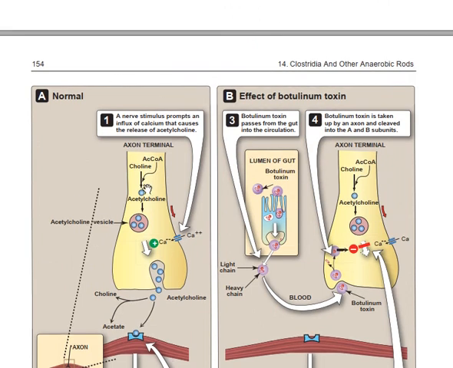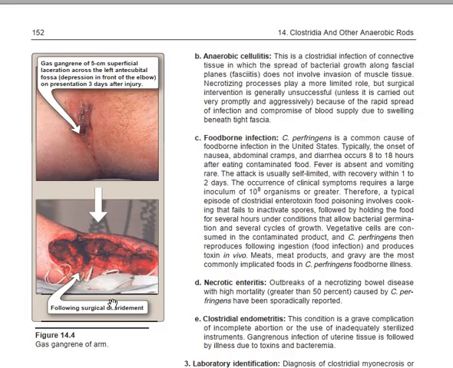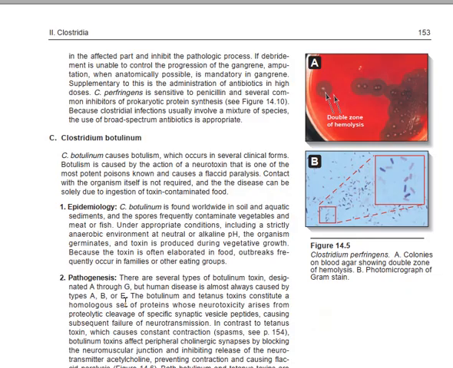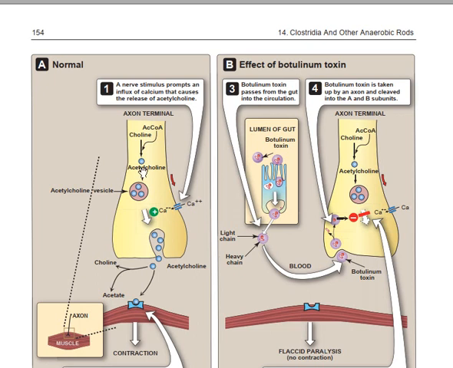normally you need to know that without the presence of botulinum toxin, when you have an action potential at the end of a nerve fiber, you have what is called a synapse. That synapse is made up of the presynaptic membrane and the postsynaptic membrane. In this case, the postsynaptic membrane is the muscle membrane, the sarcoplasmic membrane.